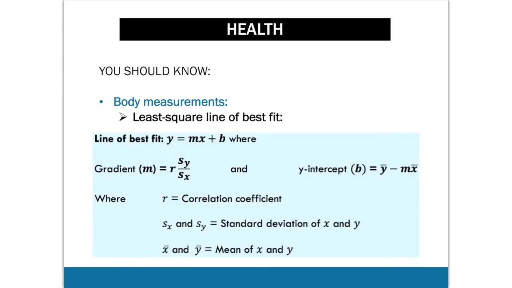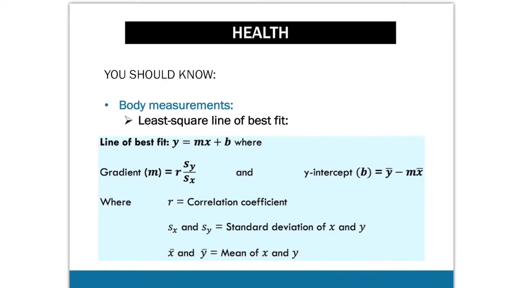Okay, so another question that we can be asked about is the least squares line of best fit, and we're usually asked to find what this line is, right? So the line of best fit is in the form of y equals mx plus b. So if we look at it here, the gradient is our correlation coefficient times the standard deviation of y over the standard deviation of x, and then our y-intercept, or b, is the mean of y minus the gradient times the mean of x.